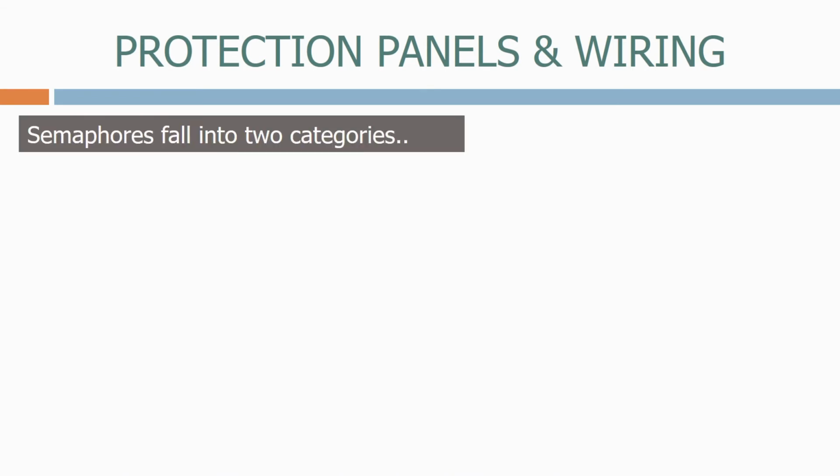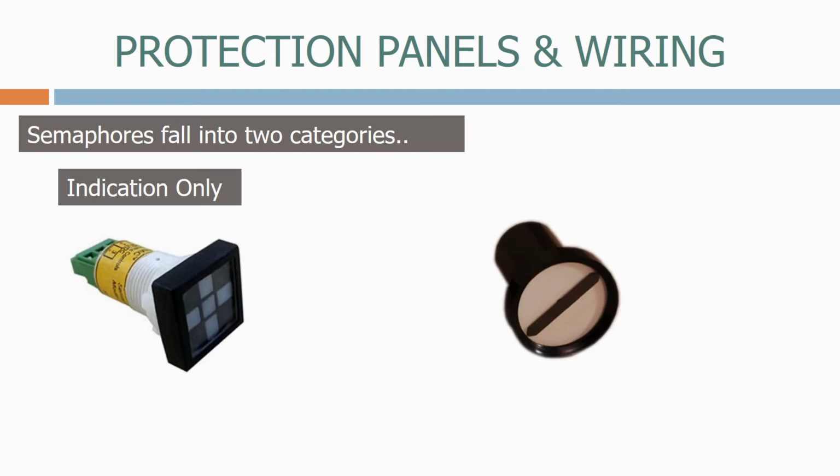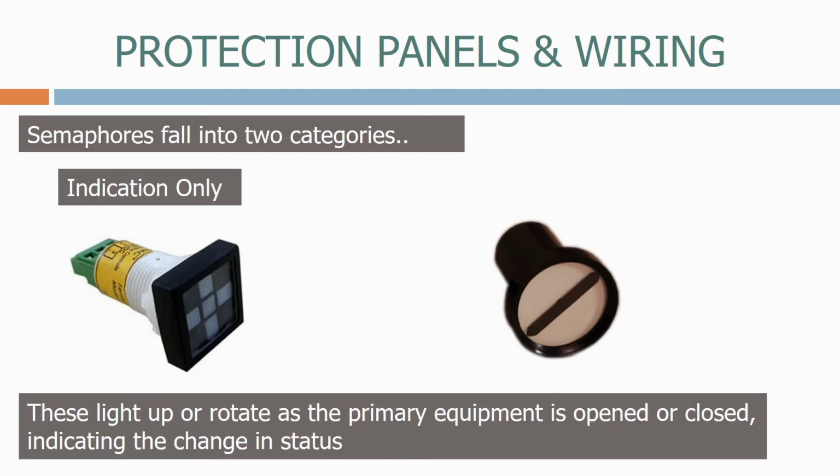Semaphores fall into two categories. Firstly, we have indication only. These light up or rotate as the primary equipment is opened or closed, indicating the change in status. Let's see how that works in practice.